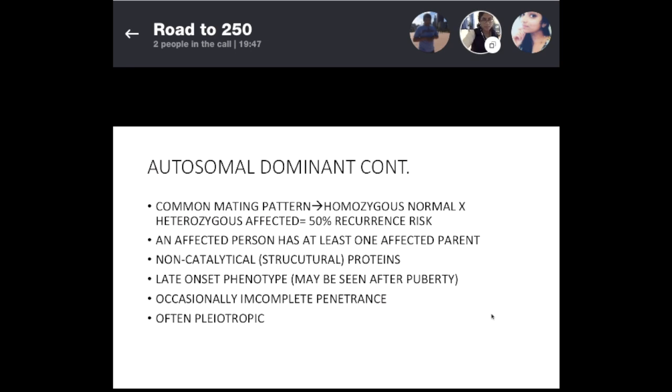All right. Does anybody have any questions or want to add anything on or correct anything in regards to autosomal dominance before I move on to the next inheritance pattern?